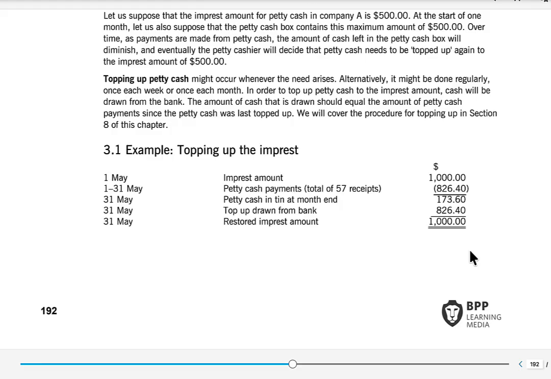3. Prepare a check requisition for the top-up amount. That amount is $826.40. 4. Take the check to the bank and withdraw the cash. 5. Put the withdrawn cash into the petty cash tin. Now the tin is back to $1,000, ready for the new month.